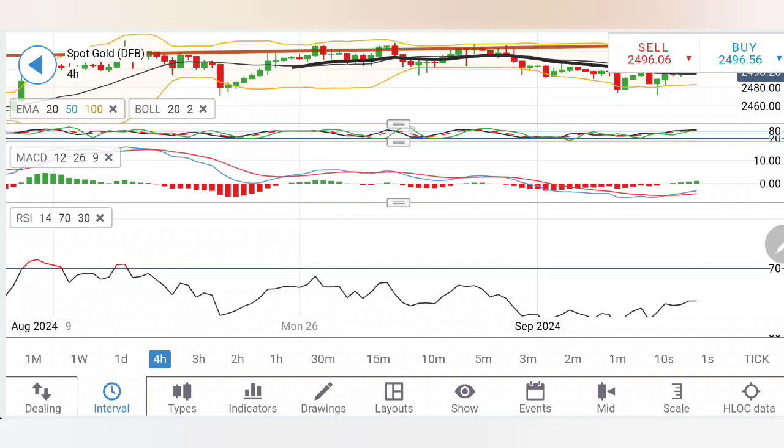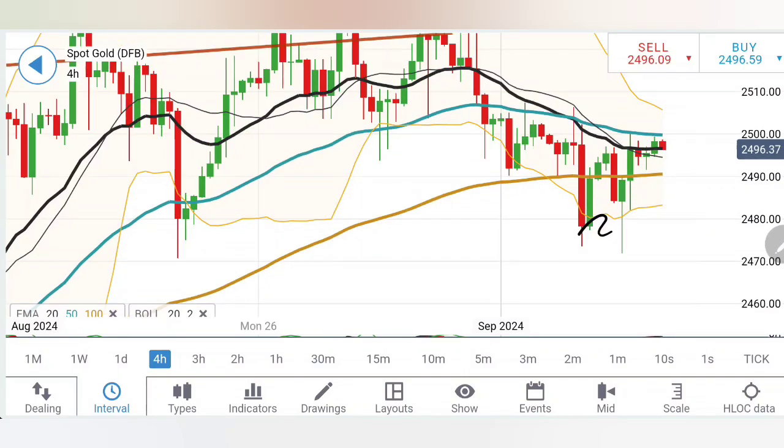RSI almost flat. Coming to 4 hour, likewise on the 4-hour charts, see, just look at the formation here: drop, retracement, drop, retracement, drop, retracement. And this time, if it drops below 24.90, we can say further bearishness.